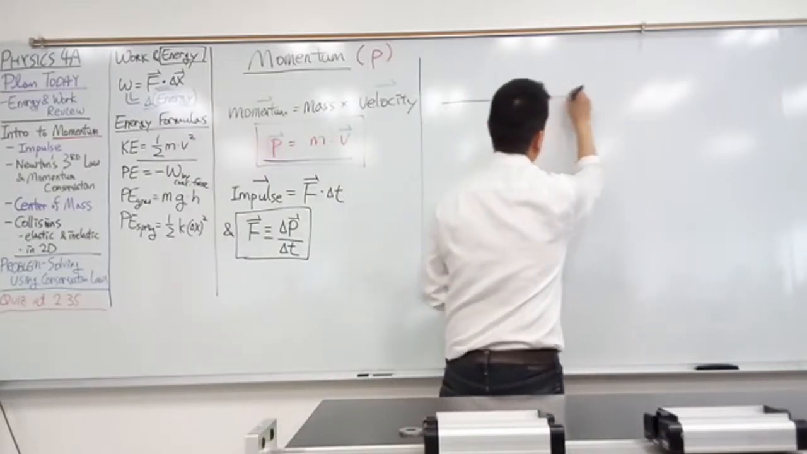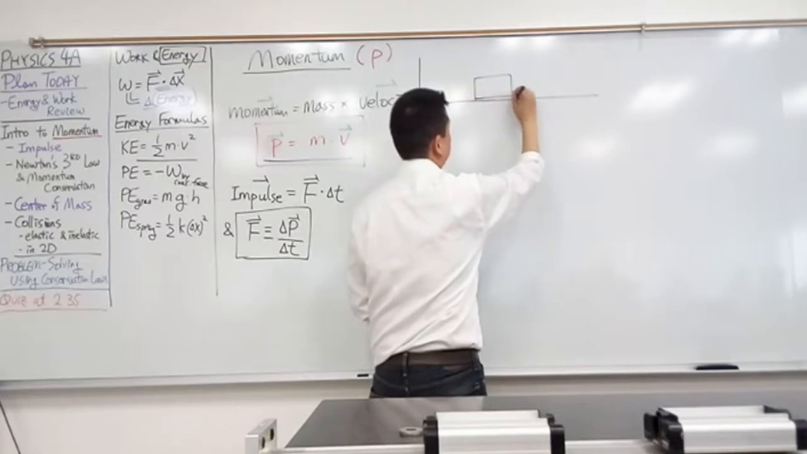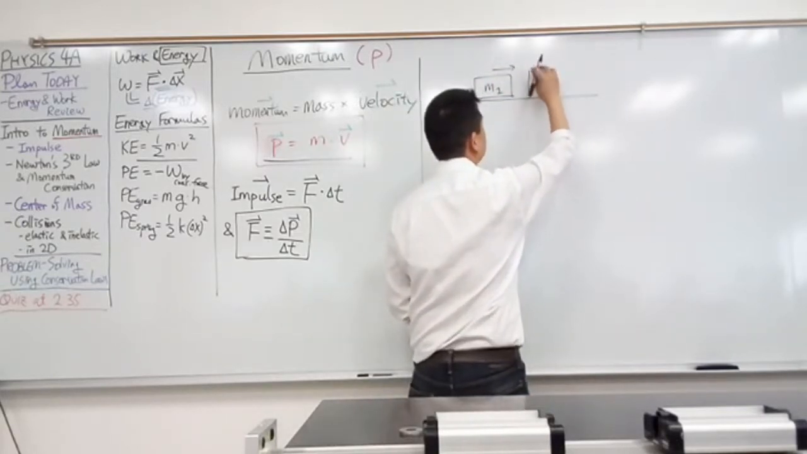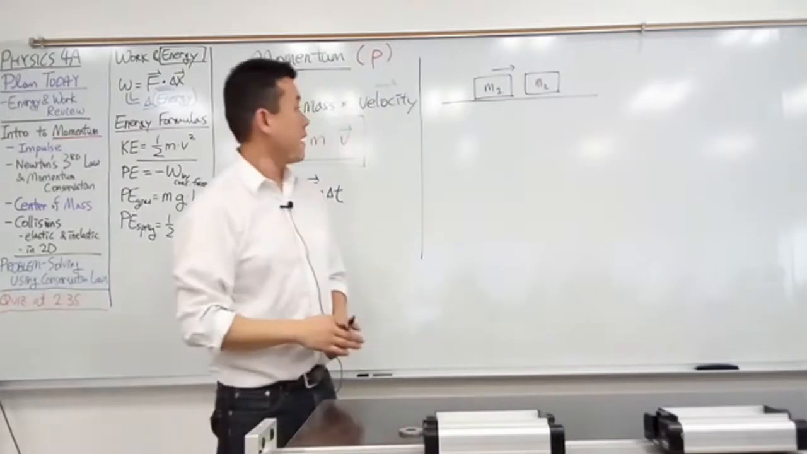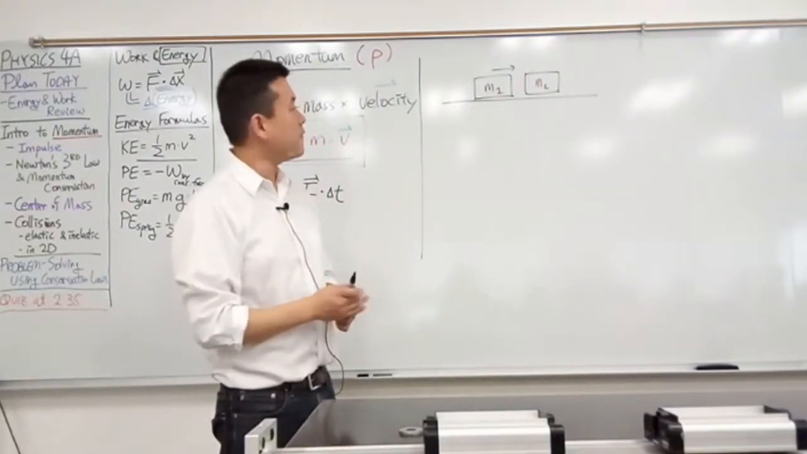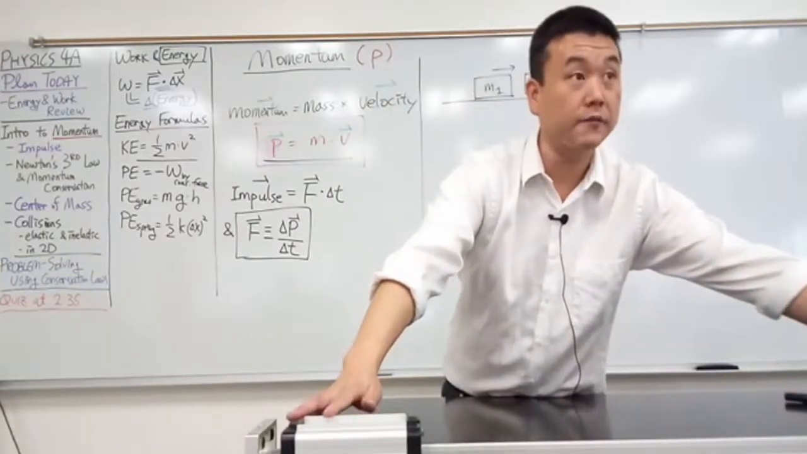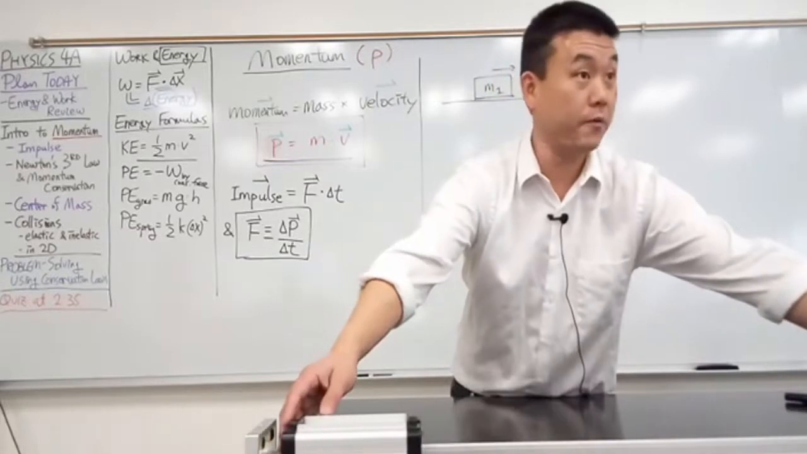I have a frictionless surface, and mass 1 is moving to the right, and mass 2 is not moving initially. And I guess I don't really care if they are moving or not. So here's another way the momentum can be conserved. If they're both moving towards each other, after collision, they kind of move away from each other.